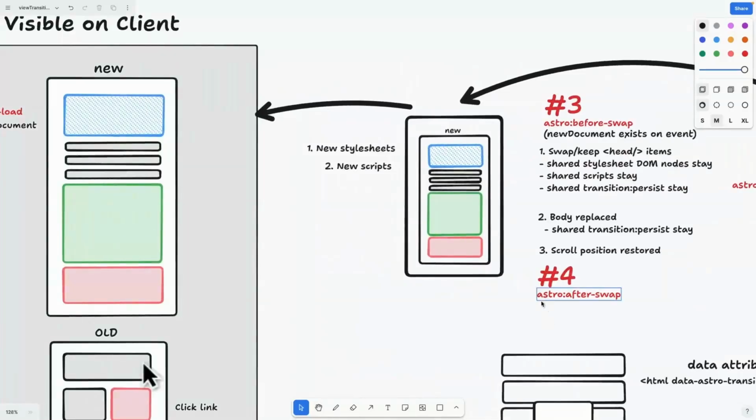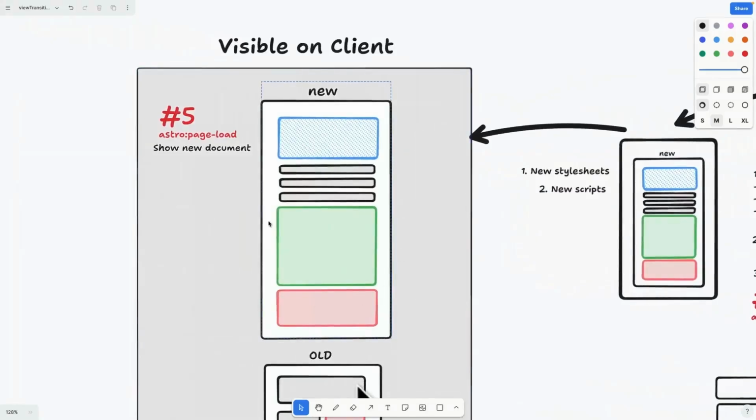But all the comparison has happened now, things have been swapped, and the browser is ready to show the new document to the user. So here, before it does that, it's going to run new style sheets and new scripts. And my understanding is that this happens right after this after swap event. Then the new document is shown to the client. At that point, the final thing happens, which is this Astro page load event, where everything, including all blocking scripts, has already been loaded into the new document, and the viewer is seeing that.